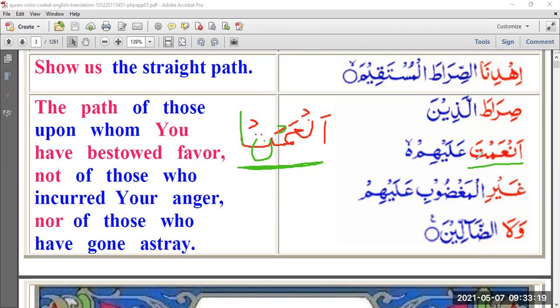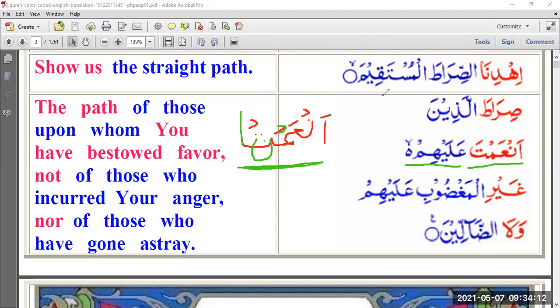An'amta, second person singular masculine. Say the whole table so that we can complete it. An'ama, an'ama, an'amu, an'amat, an'amata, an'amna, an'amta, an'amtuma, an'amtum, an'amti, an'amtuma, an'amtunna, an'amtu, an'amna. Exactly. So an'amta, you have bestowed the favors, right? Ni'mata means favors or blessings, so you have showered blessings. Alayhim, yes. Javeria, would you continue? What is alayhim? There is also a treatment for mustaqim.